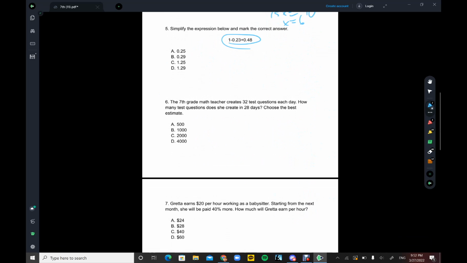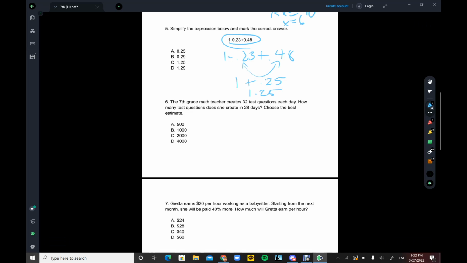So I think the easiest way to do this is, since you have 1 minus 0.23 plus 0.48, since this is addition, you can go in any order, since there's no multiplication or parentheses or whatever. So I would say just add 0.48 to negative 0.23, and you get 1 plus 0.25, and then your answer would be 1.25.